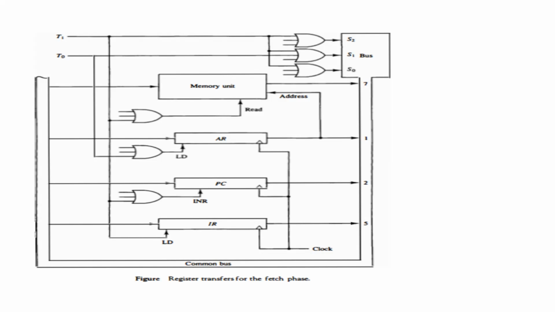We have the control system signals and the memory unit. AR means address register, PC means program counter, IR means instruction register, LD means load, clock, and common bus. These are the components of the fetching phase. Initially, the program counter PC is loaded with the address of the first instruction in the program. The sequential counter SC is cleared to 0, providing the decoding time signal T0. After each clock pulse, SC is incremented by 1, so that the remaining signals go through a sequence T0, T1, T2, and so on.